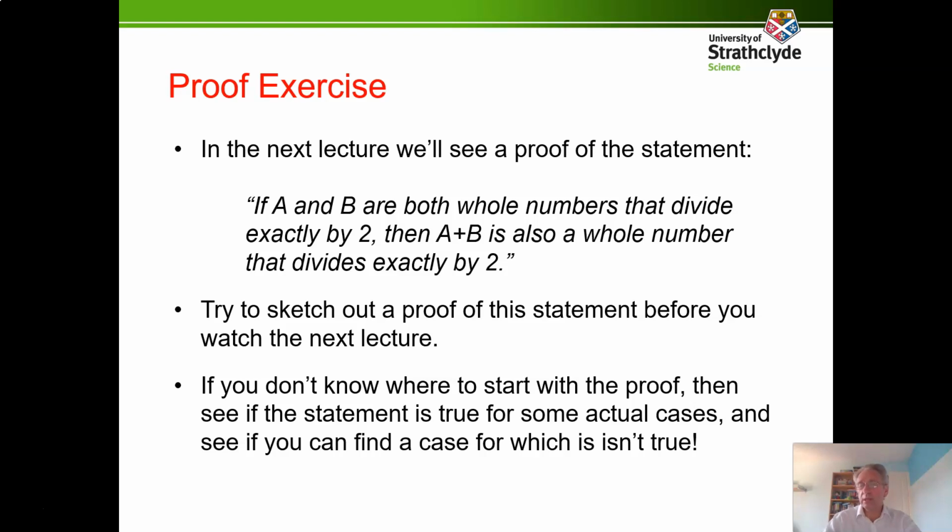What I'd like you to do is to try to sketch out a proof of that statement, being very precise about it and making sure that your argument is watertight. You don't have to use letters, you can just use words. You can just say, here is A and here is B, and do something with A and B, and therefore so on. If you don't know where to start with the proof, then try this statement out for some actual cases. Take some actual even numbers for A and B and add them up. See what happens. See if you can find a case for which it isn't true. And that process might give you a clue as to where to get started with the proof.